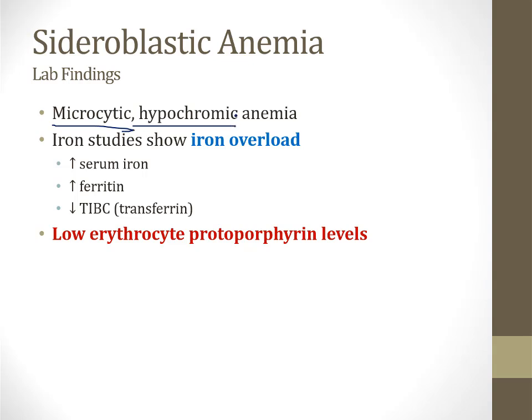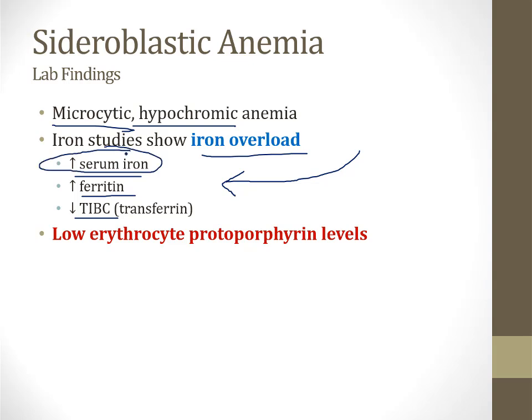Remember, anytime you cannot make heme or hemoglobin, that can lead to a microcytic hypochromic anemia. The iron studies in sideroblastic anemia typically show iron overload for reasons we have discussed. The iron becomes trapped inside of mitochondria, so you can see a high serum iron, a high ferritin, and a low TIBC or transferrin. And this is in total contrast to what you would see in iron deficiency. In iron deficiency, the iron level would be low. It's also in contrast to what you would see in anemia of chronic disease. The iron level would not be high in anemia of chronic disease.